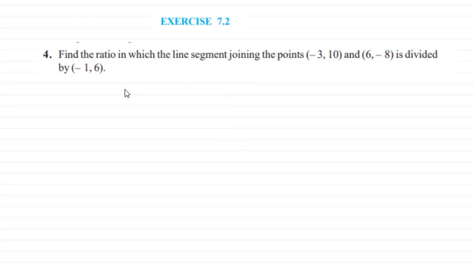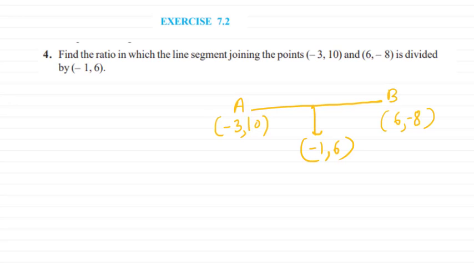So I have now taken question number 4 from exercise 7.2. The question says, find the ratio in which the line joining the points A (3, -3, 10) and another point B, that is (6, -8), is divided by some point (-1, 6). So you have to find out at which ratio this point (-1, 6) is dividing the line joining A and B, and the coordinates of A and B are given.